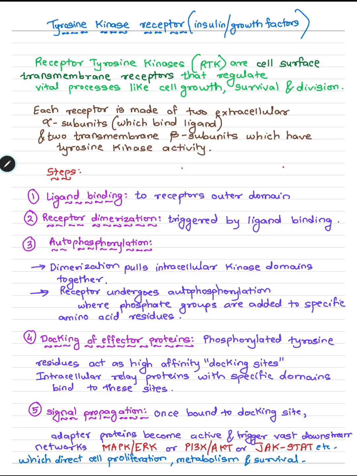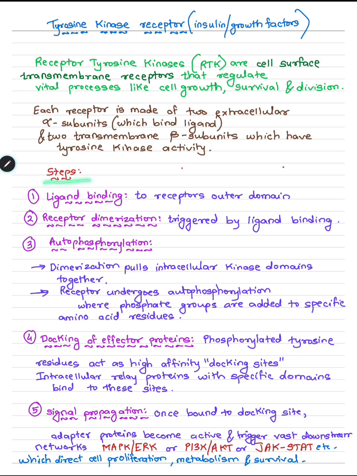Tyrosine kinase receptors are used by insulin or growth factors. Receptor tyrosine kinases are cell surface transmembrane receptors that regulate vital processes like cell growth, survival, division. Each receptor is made of two extracellular alpha subunits which bind to the ligand, and two transmembrane beta subunits which have tyrosine kinase activity. We'll see that in the diagram later, but these are the steps.